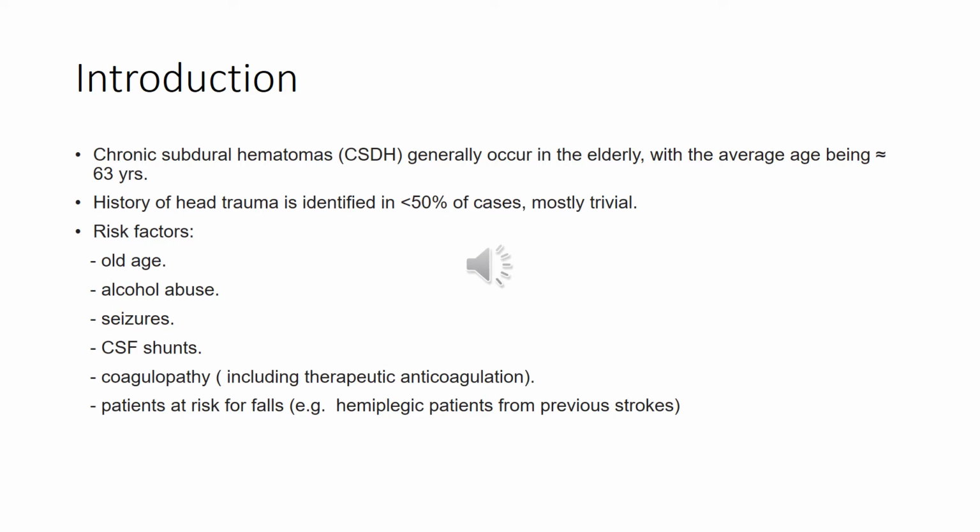For example, patients who have a past medical history of strokes and they have hemiplegia and difficulty in walking with risk of recurrent falls. So these are the most common risk factors for chronic subdural hematoma.